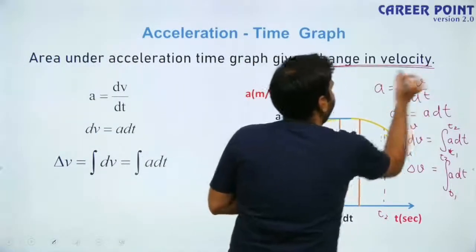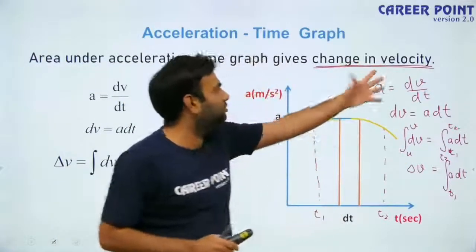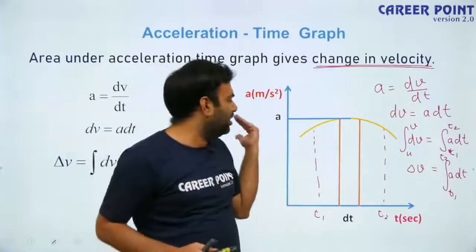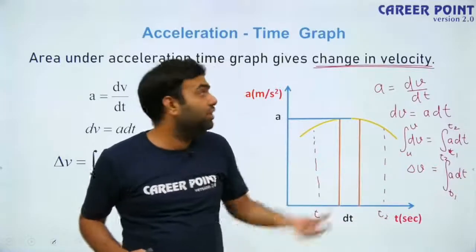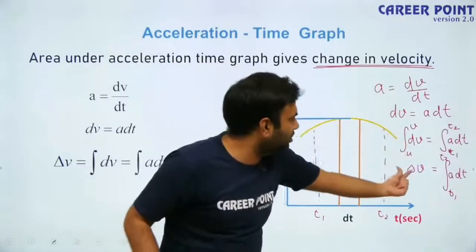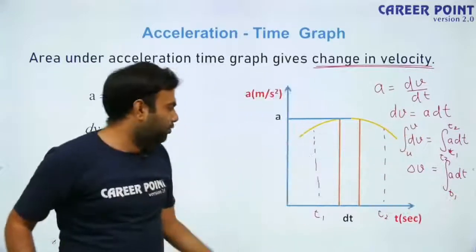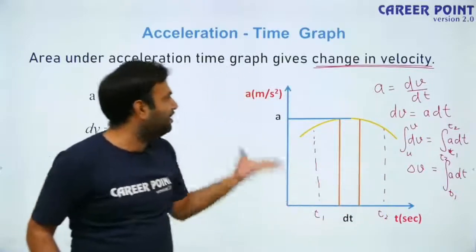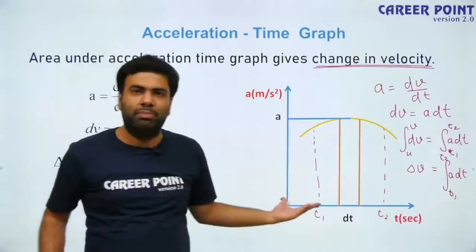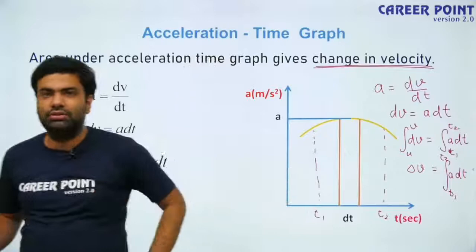Remember, it is not giving the final velocity, it is giving the change in velocity. This is the most common thing in which students make the mistake, that area under the a-t graph gives velocity. No, it gives change in velocity. See, I have derived this. What is change in velocity? It is integration of a dt over the given time interval. So if you want change in velocity in a given time interval, and you have the acceleration time graph, just find the area under it by integration, apply the limits, and you will get change in velocity, not the velocity, change in velocity.